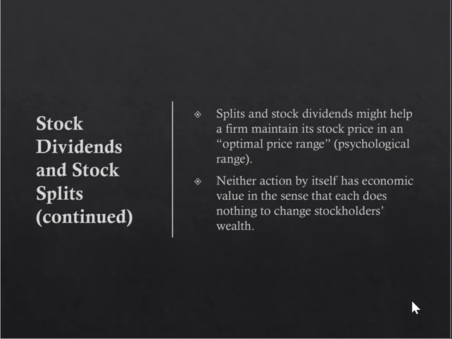Stock splits and stock dividends might help a firm maintain its stock price in an optimal price range, which historically has been somewhere between $10 and $60 to $70 per share. Once you get much above that, there used to be a requirement: you generally had to buy shares in lots of 100, or your commissions were significantly higher. So firms like to keep their share prices under 100, so that the round lot, the price for 100 shares, would be under $10,000.